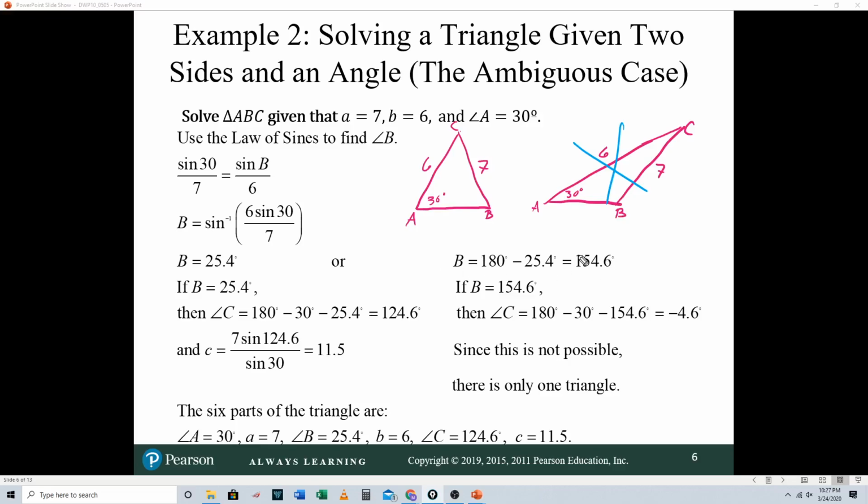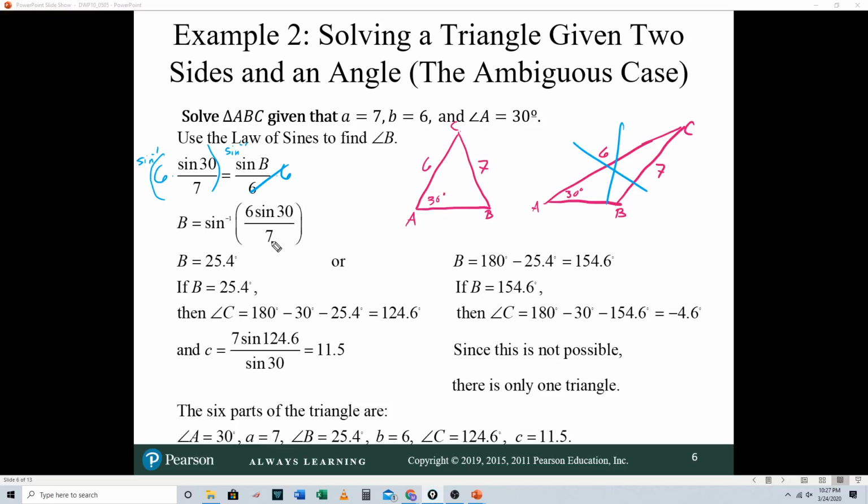Okay, and just to prove it, we're going to do the acute triangle first. All right, so we're going to say, and it's all set up right here, sine of 30 over 7 equals sine of B over 6. If you just multiply both sides by 6, we get 6 sine of 30 over 7. To get B out of here, we have to do the arc sine of both sides. So that's where they get the arc sine of 6 sine 30 over 7.